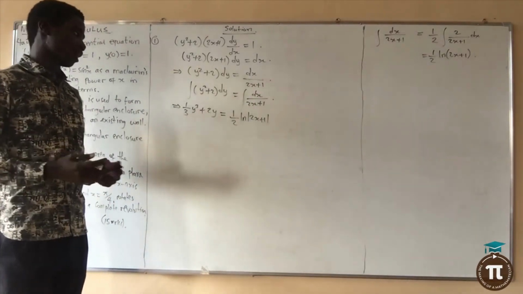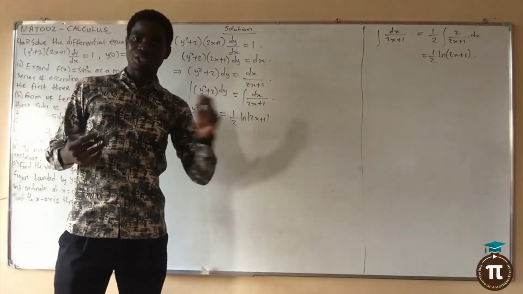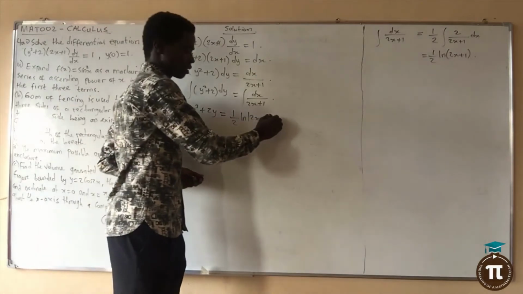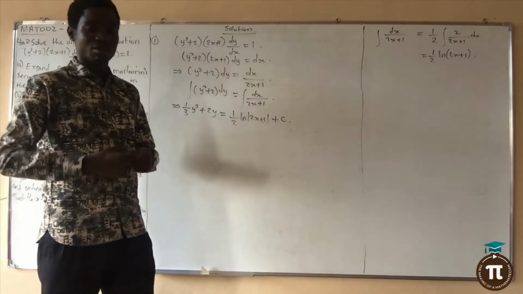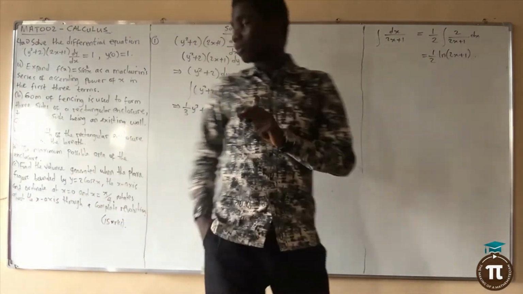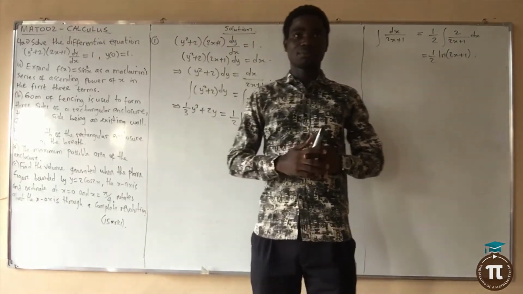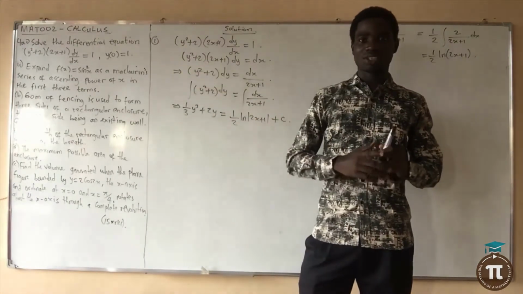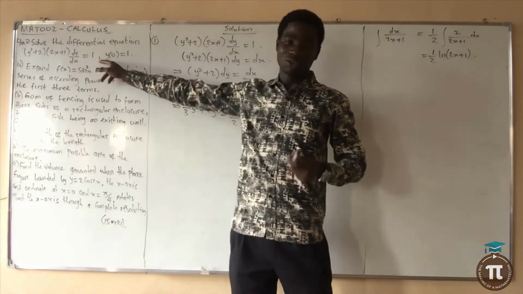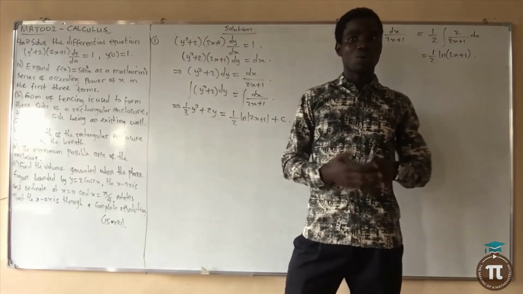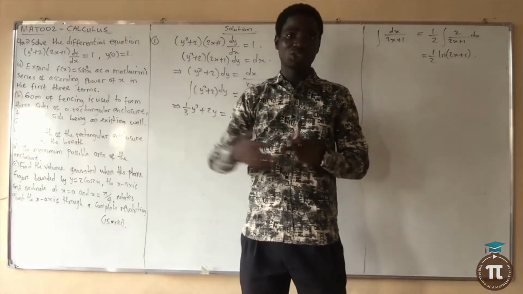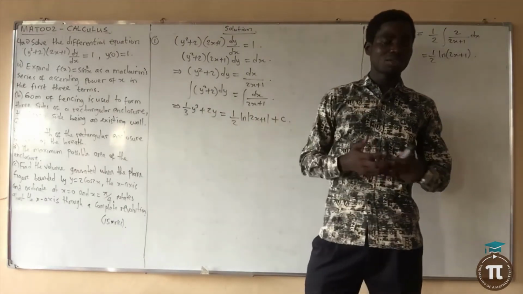And don't forget, whenever you are done integrating, you have to add your constant plus c, where c is a constant. Now, at this junction, I have solved the differential equation, that's all. But now we are given an initial condition, y of 0 equal 1. The purpose of this initial condition is for you to be able to find the constant.